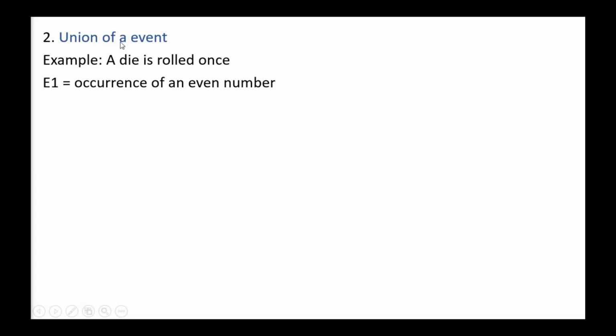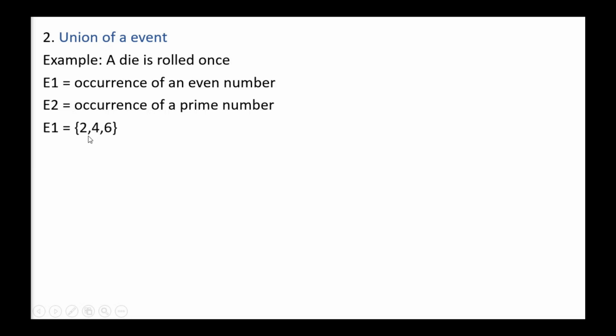So let's now go on to the union of an event. Here again I'll give an example of a die. This time let's call E1 the event where we want an even number. We want to find the probability of an occurrence of an even number. And again we have another event, where we want a prime number.